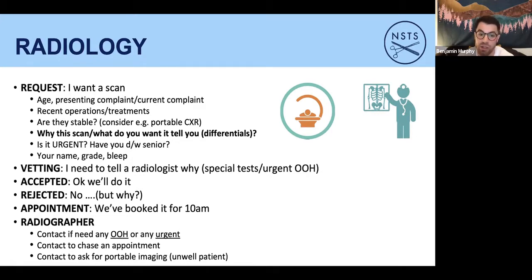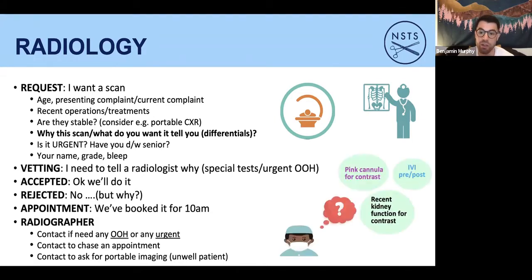And they're useful to go to if you want to chase appointments for scans, or if you've booked an outpatient XYZ, have they got the request? Do you need to do anything else? And a few things that will catch you out when you start.